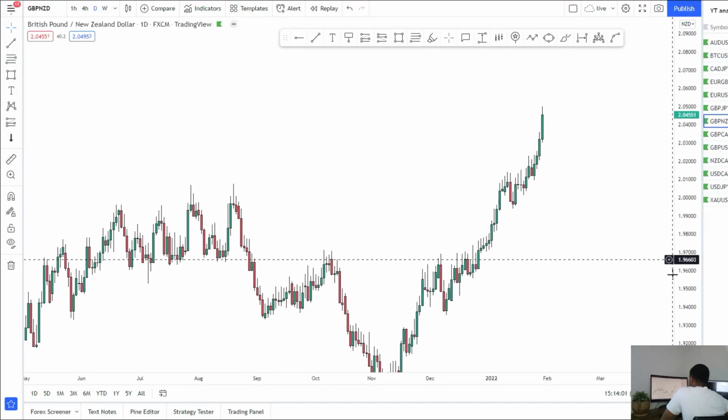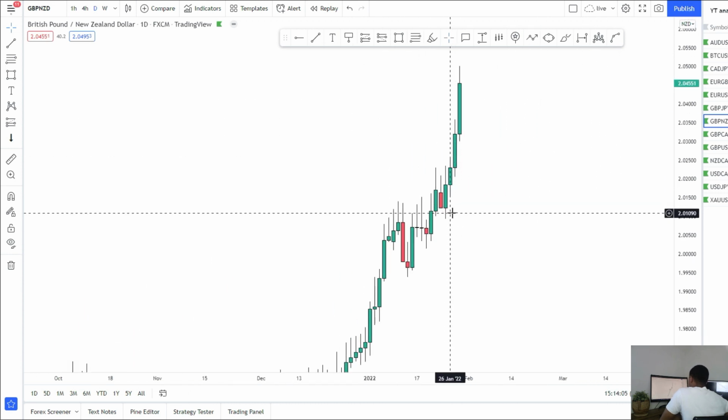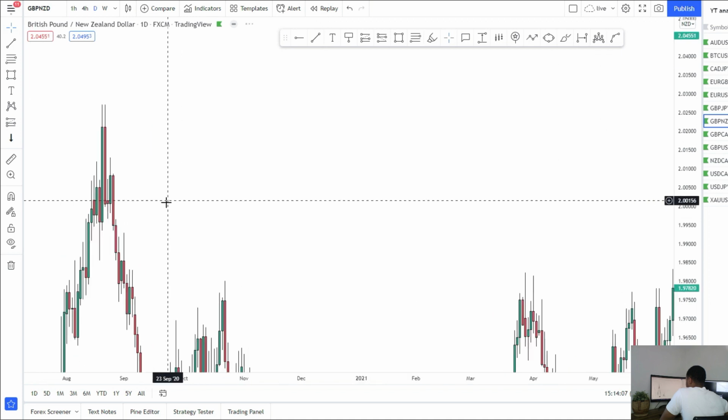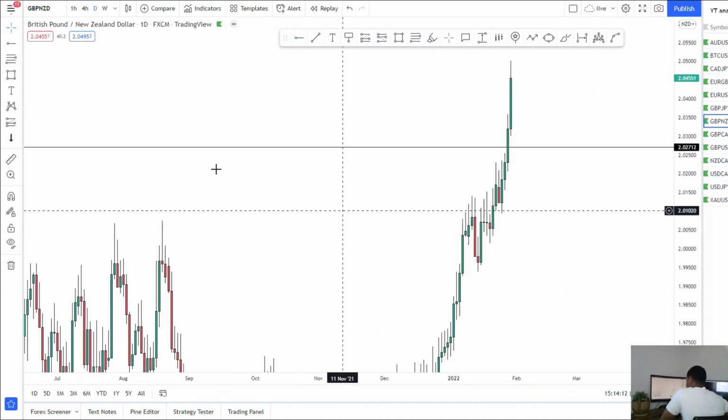Okay, so now we're going to move on to pound NZD, and as you can see, this pair is still ripping to the upside there. Very, very bullish. I was looking to see if the market can hold this wick all the way up here to see some downside for some retracement.